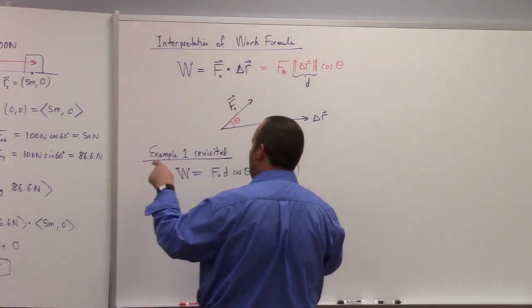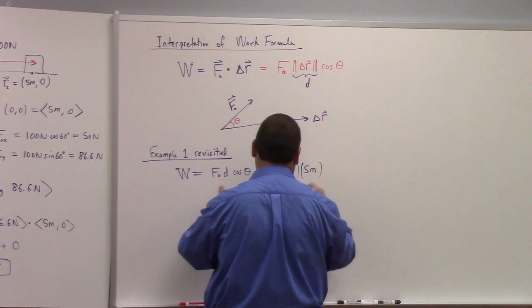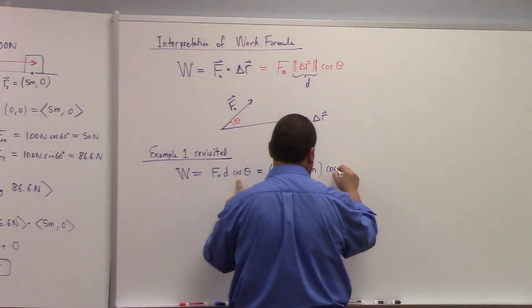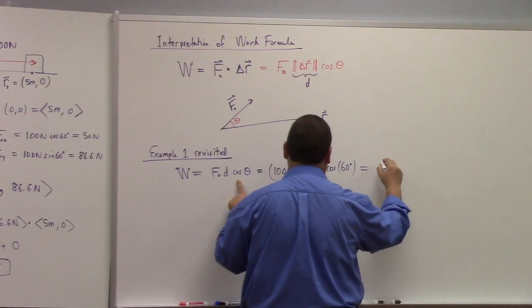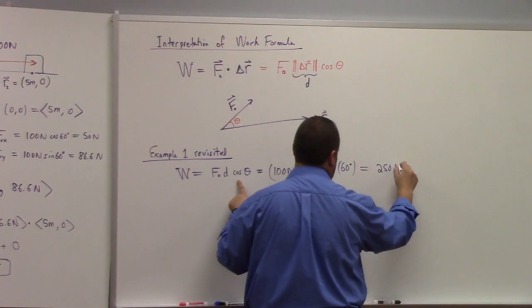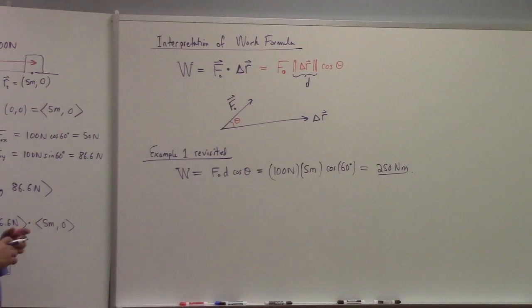So 100 newtons, and D is, what was it? 5 meters, and then cosine of 60 degrees, which is 250 newton meters. So I think you guys like the F D cosine theta formula. Why do students like the F D cosine theta formula? What does it not involve? It does not involve the dot product, does not involve vectors.